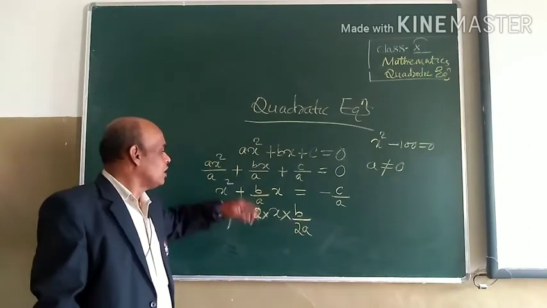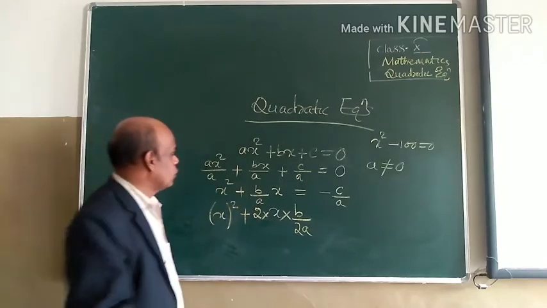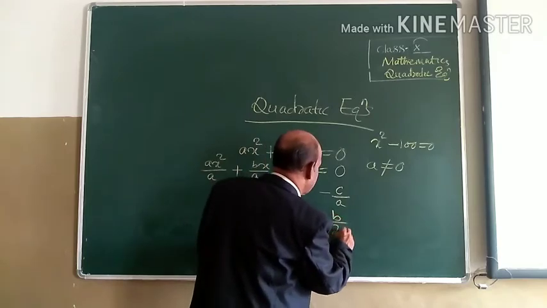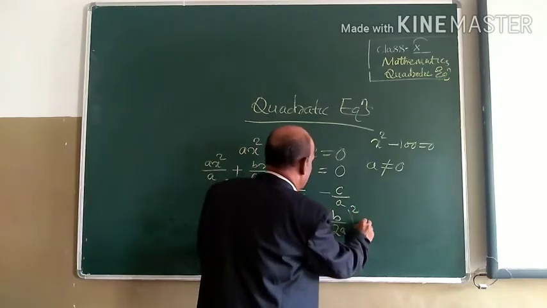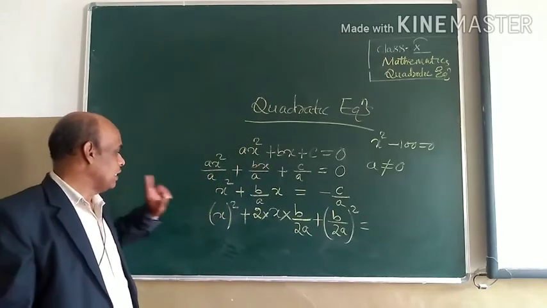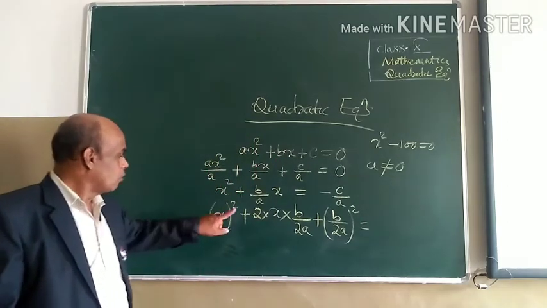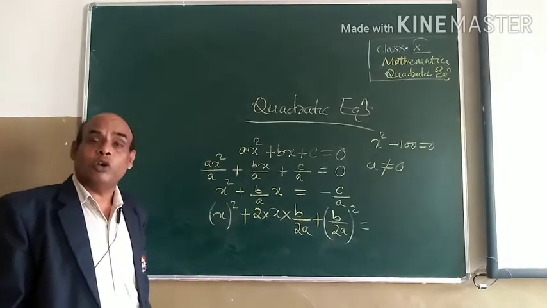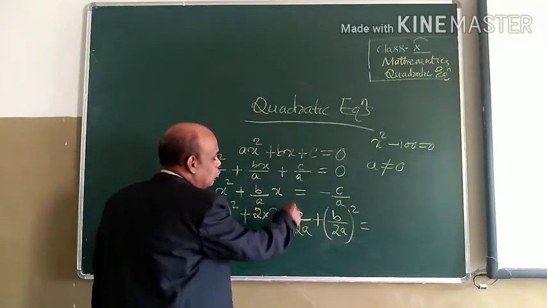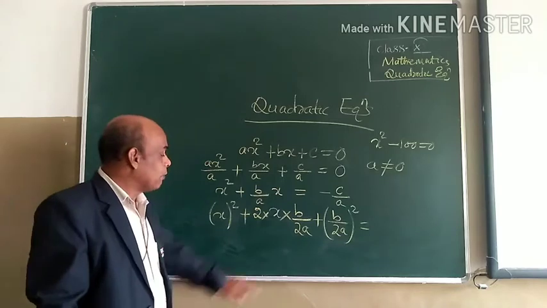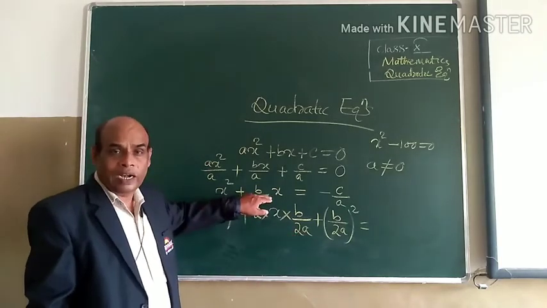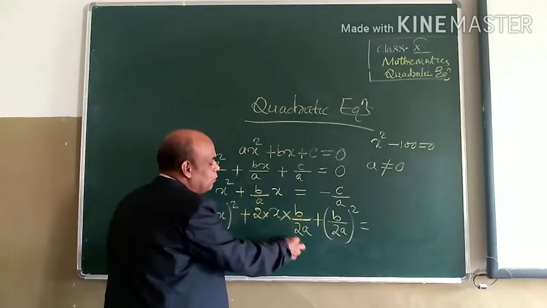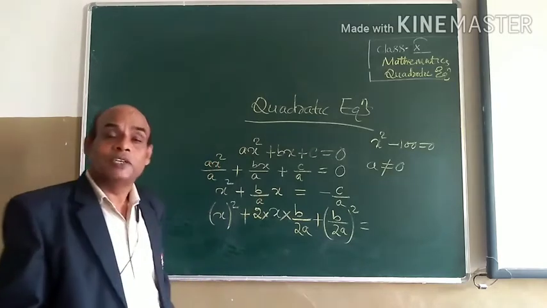Ultimately we will get this one already in the upper line. So now I have to write here (b by 2a) whole square is equal to. Why did I write this one? Because you see, if this is a square plus 2 into a into x, then what should be the value of b? The value of b is b by 2a. Why? Because after cancellation we will get the upper line. So now it is very clear that the value of b is b by 2a.